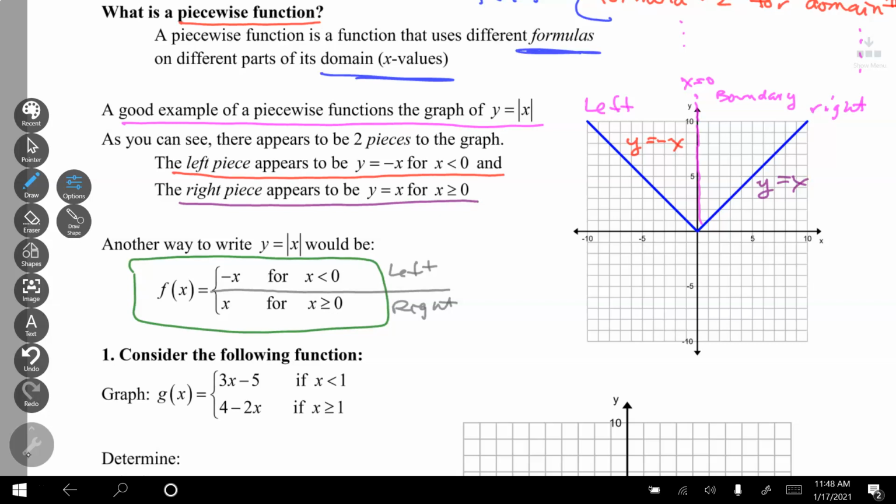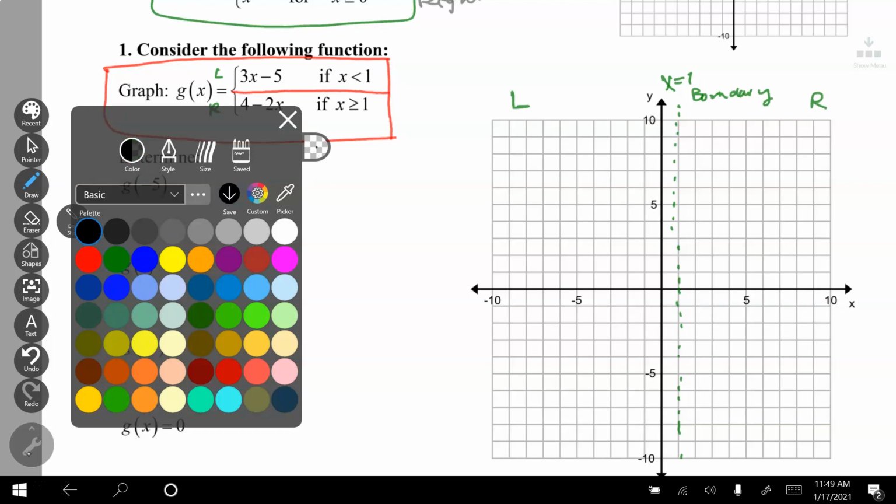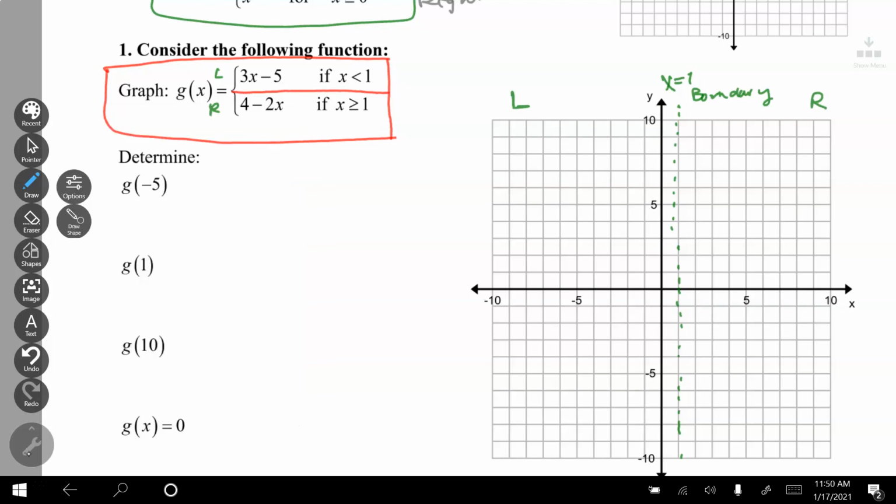So let's look at an example of drawing a graph of a piecewise function. You can see that this piecewise function g is split into two pieces, a left piece and a right piece, at x equals 1. As you can see, this says to the left of 1 and this says to the right of 1. So x equals 1, I'm going to draw it as a dashed line. This is not an axis of symmetry like we would use with quadratics. I'm using x equals 1 as my boundary. So here's my left piece, and here's my right piece. What makes it nice is that both pieces are just lines.